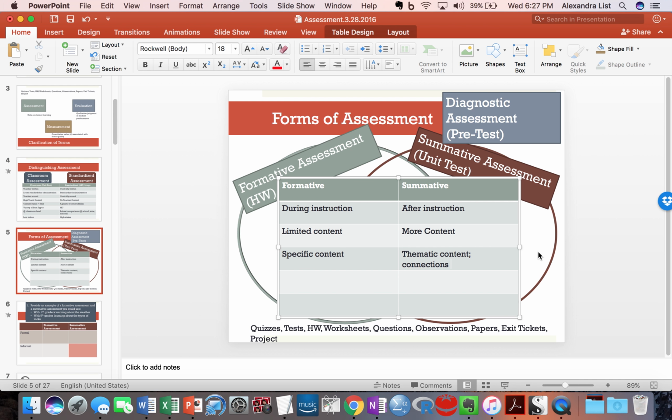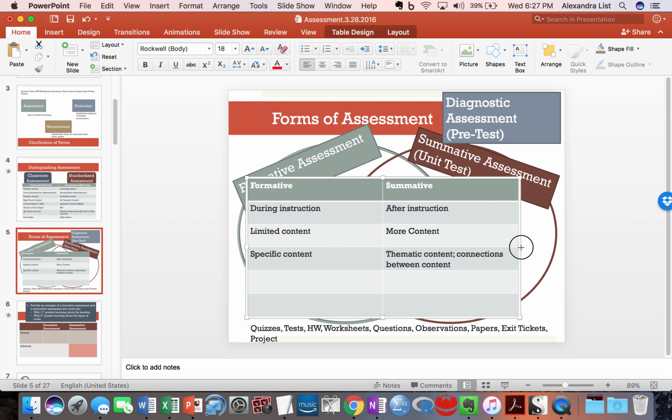So for example, it wouldn't be appropriate for me to ask on a formative assessment necessarily, what are the key themes in this book, right? Because we just talked about chapter 1 today. So you don't really know the themes in the book yet. But on a test, when I'm asking you to think about the whole book or a more substantial piece of content, we can also think about more thematic content or connections between content. So there's a little bit of a difference in the kind of content that's addressed with each of these forms of assessment.